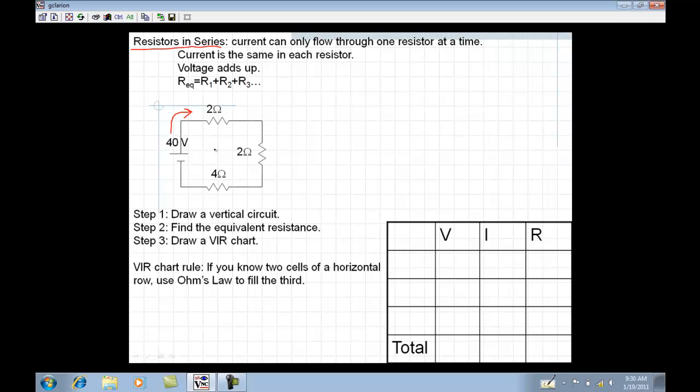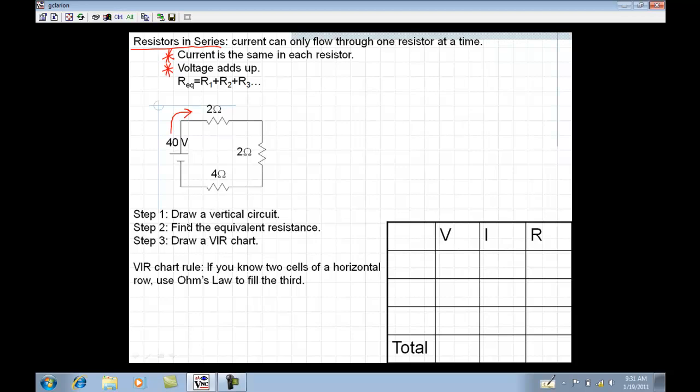It's where the current can only flow through one resistor at a time. Now, the two important things to know are these. The current is the same in each resistor for resistors in series, and the voltages add up to some total. The other word that we use is that the voltage is distributed through the resistors. In all of these problems, I want to know what the voltage, current, and resistance is in each of these resistors. That's essentially what the question is.